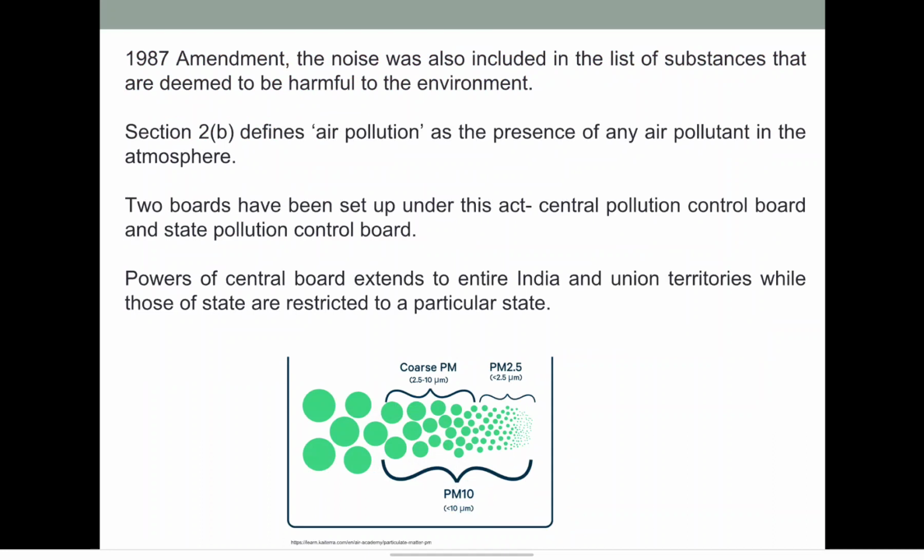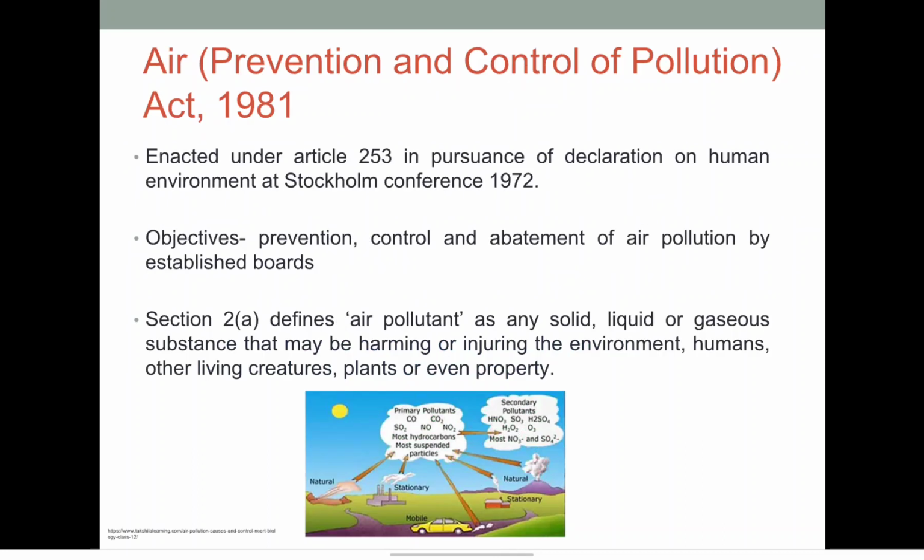Then in the year 1987, an amendment was made to this act and noise was also included in the list of substances deemed harmful to the environment. So noise pollution is also dealt with by the Air Prevention and Control of Pollution Act, 1981. Remember that. Section 2B of this act defines air pollution. How can we define air pollution? It is the presence of any air pollutant in the atmosphere, and Section 2A has already defined what an air pollutant is.